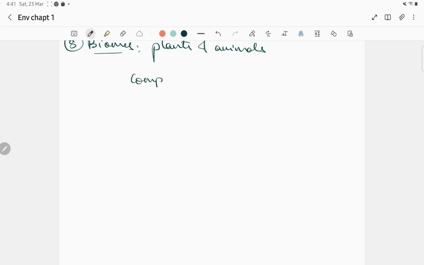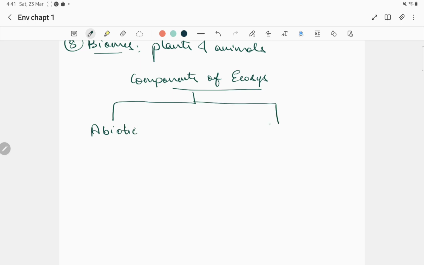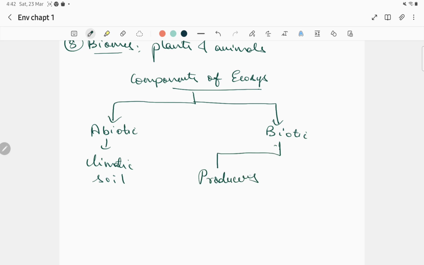Next we will see components of ecosystem. Components of ecosystem are of two types: abiotic and biotic. Abiotic means non-living part, for example climate. Climate means temperature, light, wind, rain, and also soil, minerals, etc. Biotic, here we have three types. First one is producers, consumers, and decomposers.